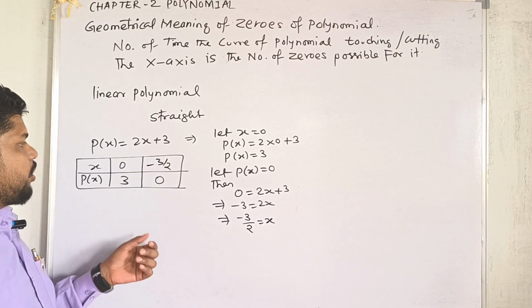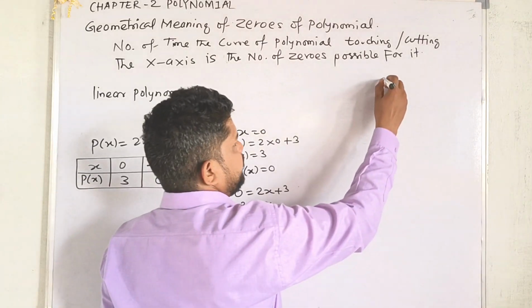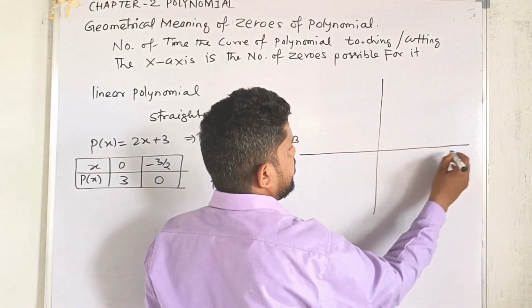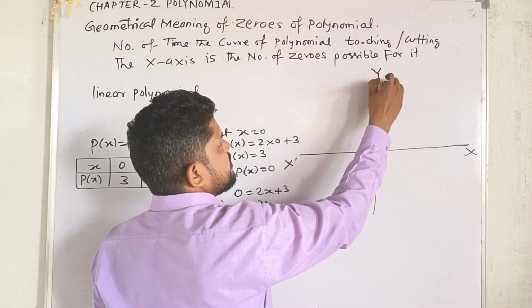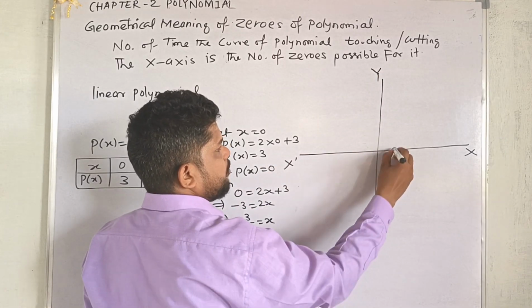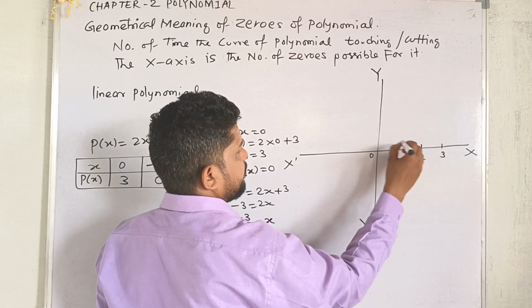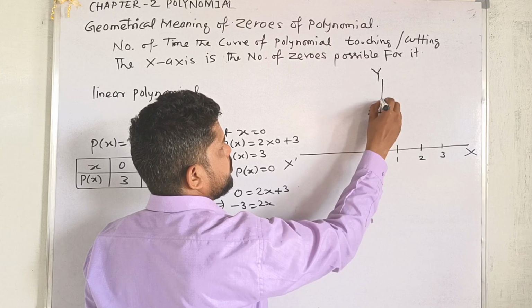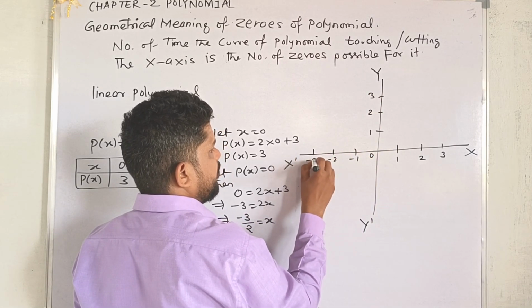Let us try to plot these 2 coordinates on the graph. This is our x-axis, this is our x dash, this is our y-axis, this is our y dash. Suppose this is 0, this is 1, this is 2, this is 3, and on the other side minus 1, minus 2, minus 3.